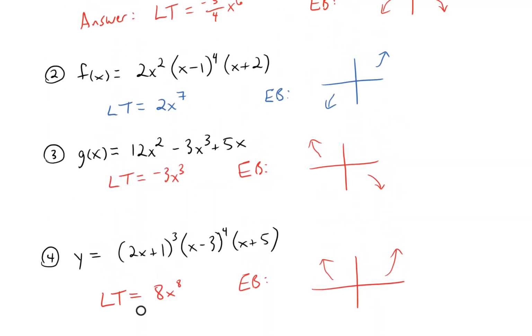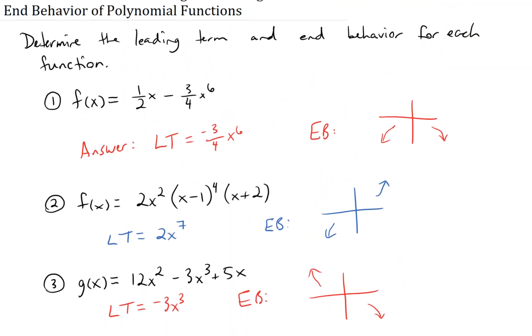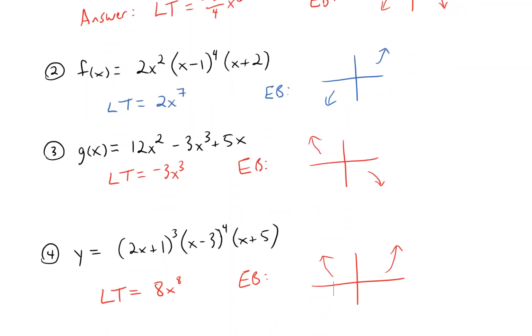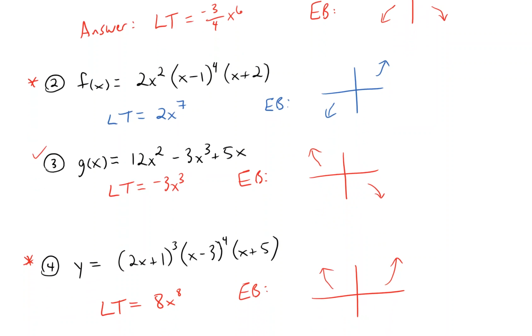Okay, so make sure you understand where all these answers came from and master this idea of end behavior, whether your polynomial is factored, like numbers 2 and 4, or whether your polynomial is simplified, like problems 1 and 3. Okay, there's a small difference there, but make sure you understand that difference.